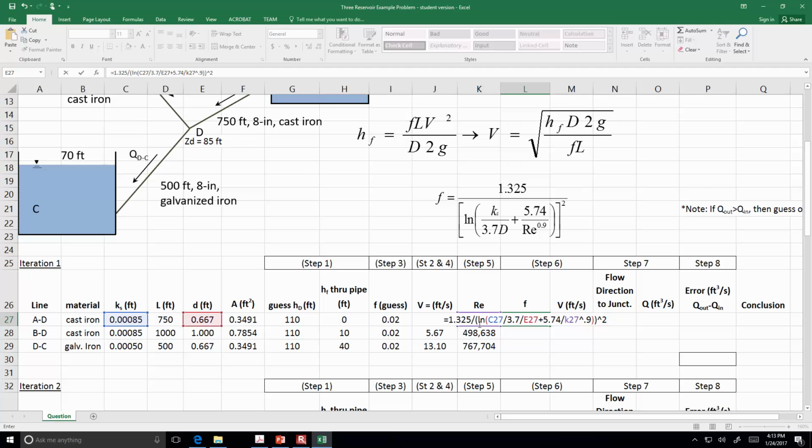Okay, let's see. It's the kinematic viscosity. Yeah, it's 1.1 times, let's see, here's the value of kinematic viscosity. You've got it there somewhere. Let me write it on the board. I've got it up there. I'm not getting by there.